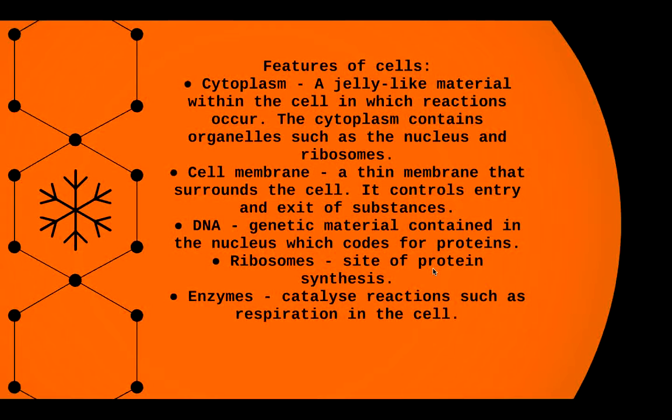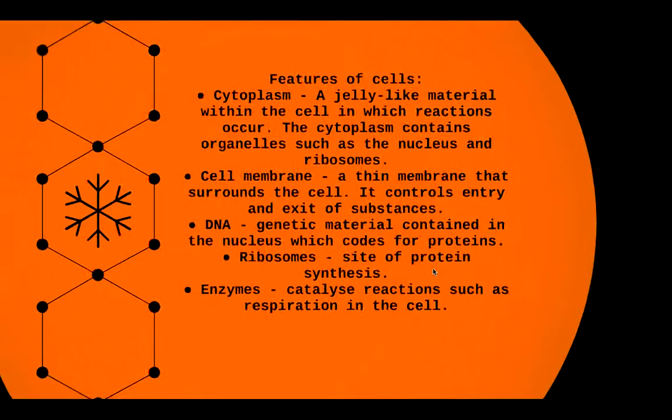The DNA is basically in the nucleus. This is a genetic material important for the transmission and transfer of traits from one generation to another. The ribosome is the one which produces protein. Enzymes, on the other hand, catalyze reactions such as respiration in the cell.